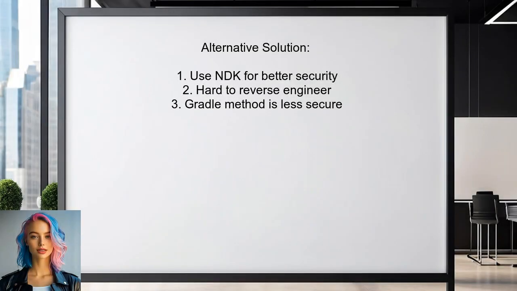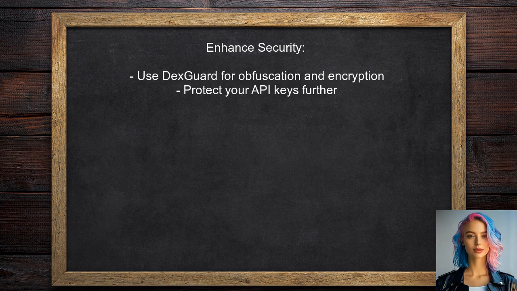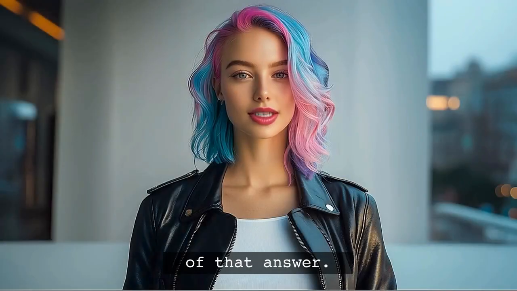One user suggests that using the NDK is a strong option for hiding your API client ID and secret. While it's not completely secure, it's difficult to reverse engineer. They also mentioned that the Gradle method may not be secure at all. Additionally, for added obfuscation and encryption, they recommend using DexGuard, which can enhance the security of your API keys. That's the end of that answer.